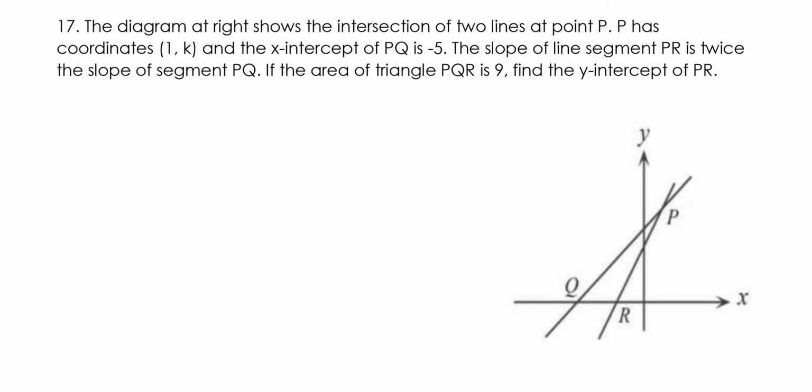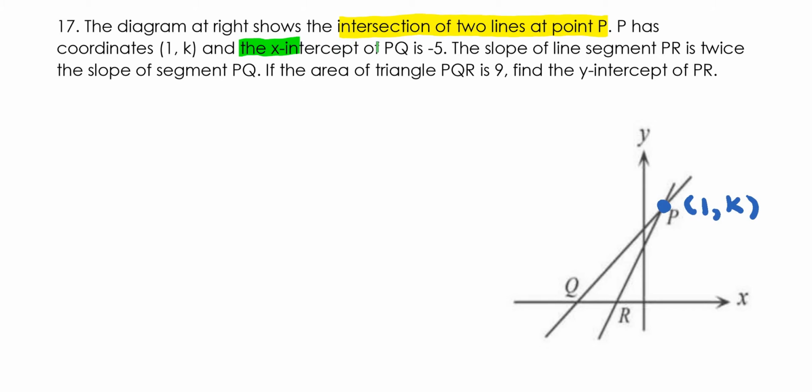All right, let's take a look at question number 17 here. For this problem, there's a diagram that shows the intersection of two lines at point P. So here's point P, the intersection of two lines. And point P has the coordinates (1, k). So this blue dot has the coordinates (1, k).